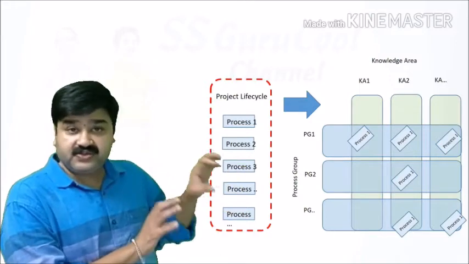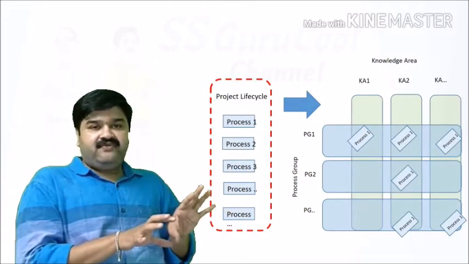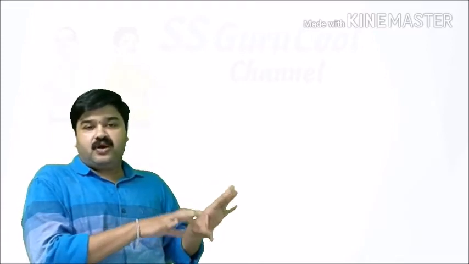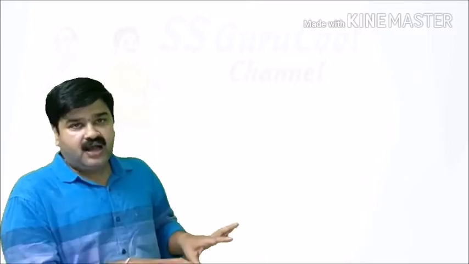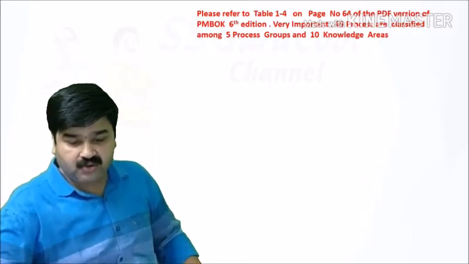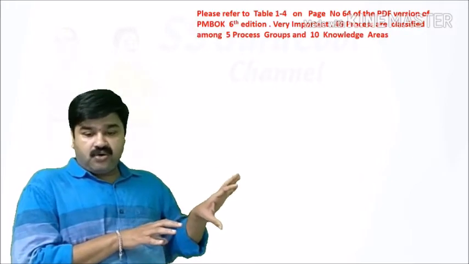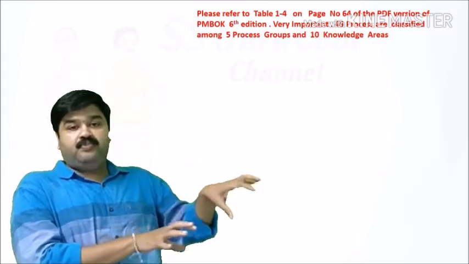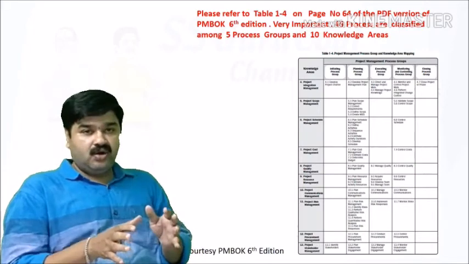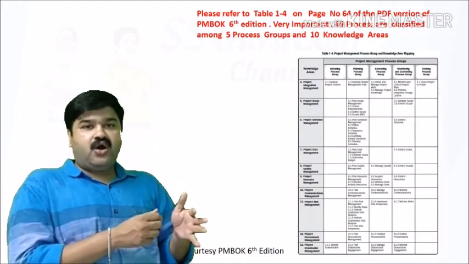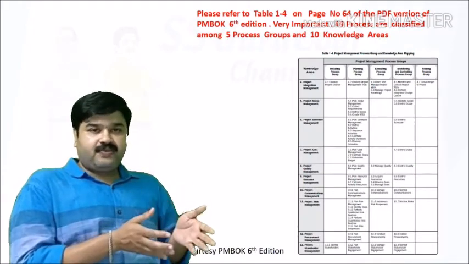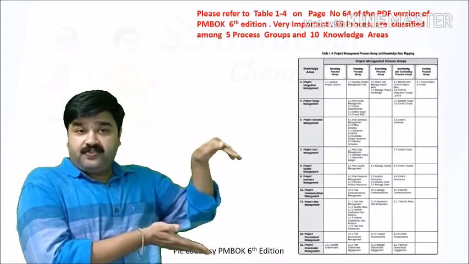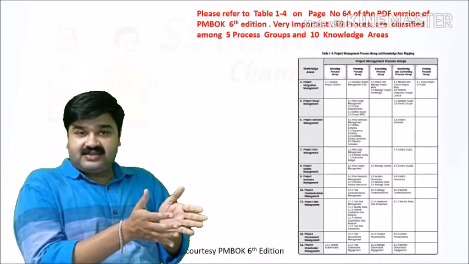Now this concept is very, very important. Each and every process is set for a combination of a process group and a knowledge area. If you can go to table 1.4 of page number 64, you will see probably the most important slide of them all. You will see the distribution of the 49 processes we have in the 6th edition across the 5 process groups and the 10 knowledge areas.